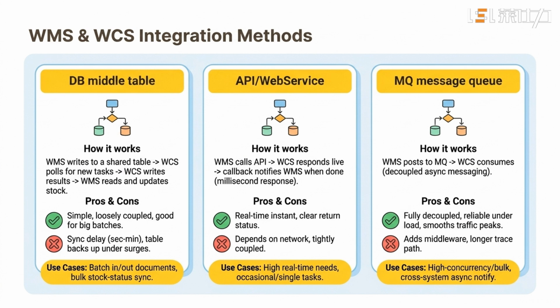On the right, the MQ message queue, asynchronous messaging via middleware like RabbitMQ, Redis, or Kafka, fully decoupling the systems, with high reliability and surge resistance, suited to high concurrency scenarios. Each has pros and cons, and real projects often mix them by scenario. Understanding these helps a lot when troubleshooting communication faults.